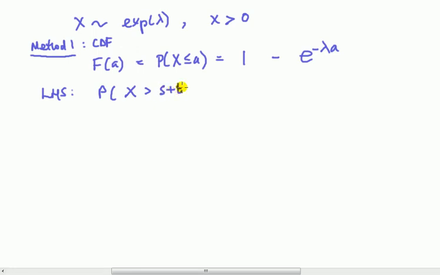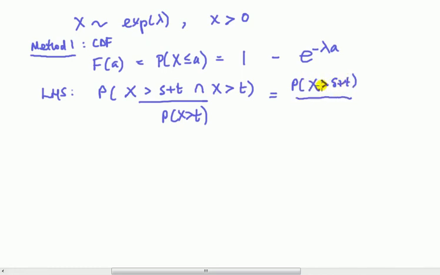So the left hand side is the probability x is bigger than s plus t, and x is bigger than t, the numerator part, over the probability x is bigger than t. Saying that x is bigger than s plus t and x is bigger than t is the same as the probability x is bigger than s plus t. I gave more detail in the video for the memoryless property of the geometric. So this is what we want. Star.